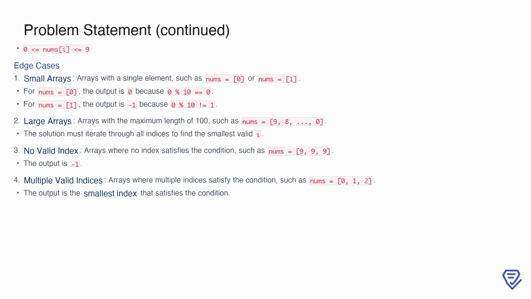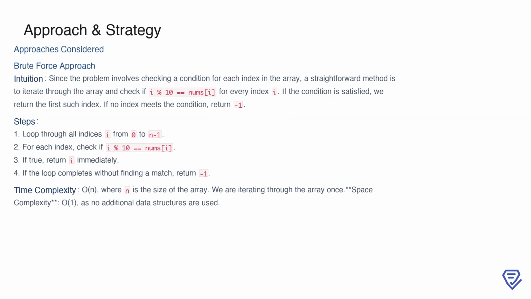To solve this problem, a natural starting point is the brute force approach. The intuition here is simple. Since we need to check a condition for every index in the array, we can directly iterate through the array and evaluate whether the condition i % 10 equals nums[i] holds true for each index i. If we find an index where this condition is satisfied, we return that index immediately. If no such index exists after examining the entire array, we return -1.